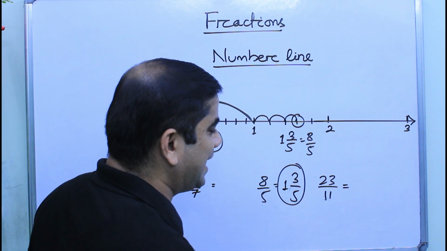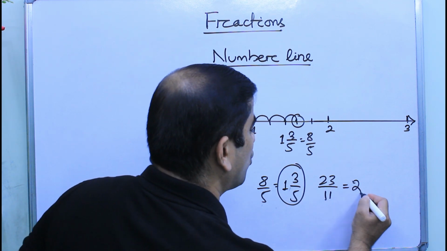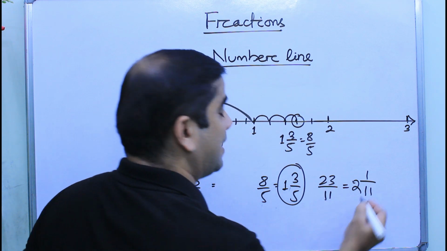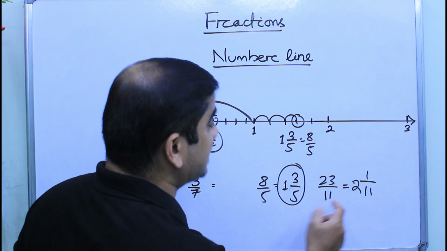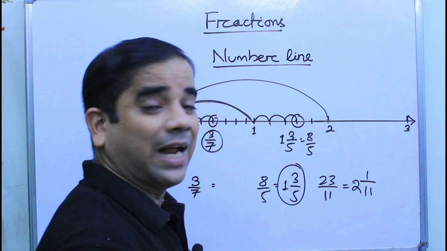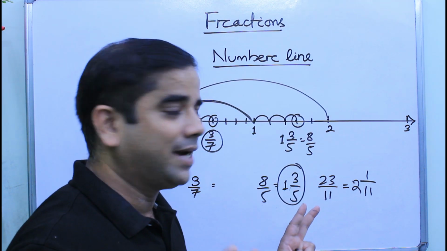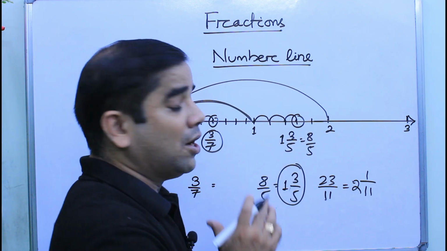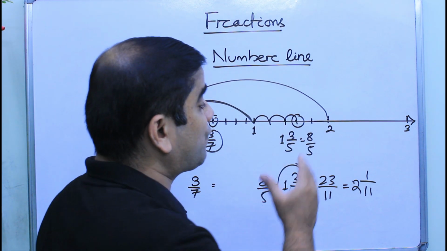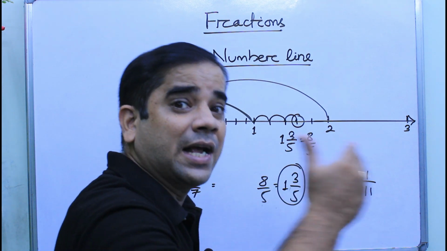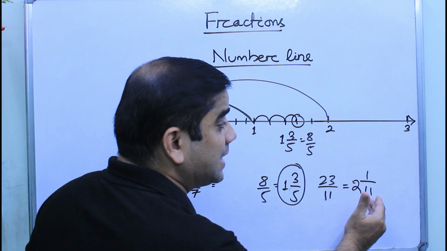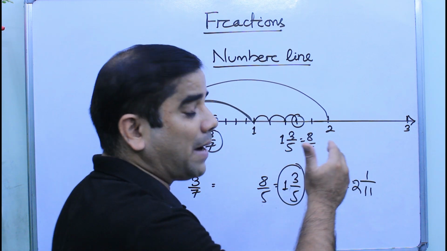How? 23 by 11 is nothing but 2 whole 1 by 11. Now what we need to do? We need to understand that this is 2 whole. That means 2 whole is completed. We need not be bothered about that. We just need to concentrate on the fraction part 1 by 11. That means it lies between 2 and 3. It is less than 3. So 2 whole 1 by 11.